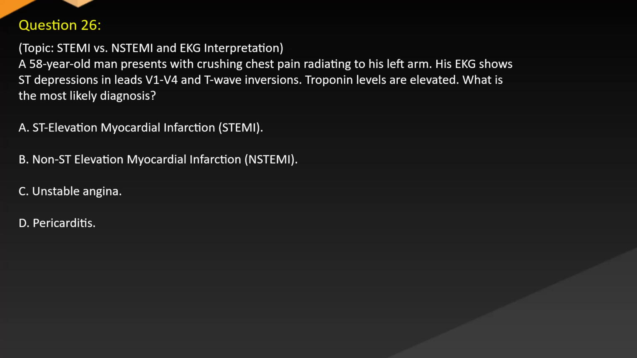Question 26. Topic: STEMI versus NSTEMI and EKG interpretation. A 58-year-old man presents with crushing chest pain radiating to his left arm. His EKG shows ST depressions in leads V4 to V6 and T wave inversions. Troponin levels are elevated. What is the most likely diagnosis? A. ST elevation myocardial infarction, STEMI. B. Non-ST elevation myocardial infarction, NSTEMI. C. Unstable angina. D. Pericarditis.